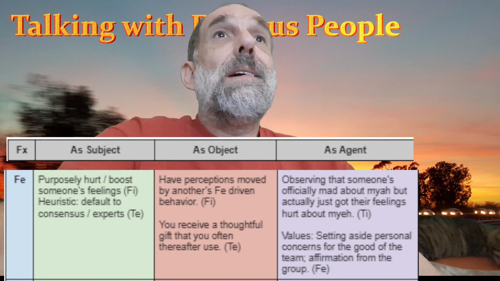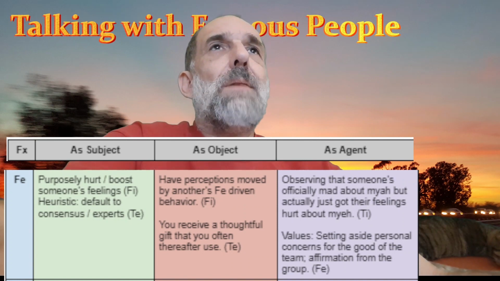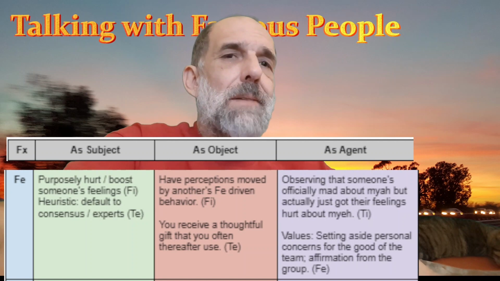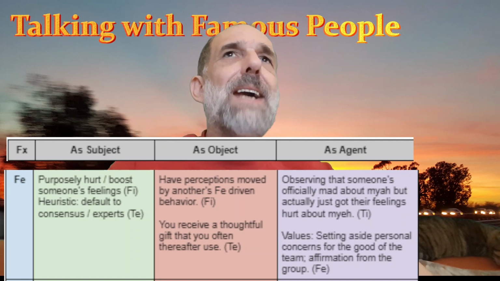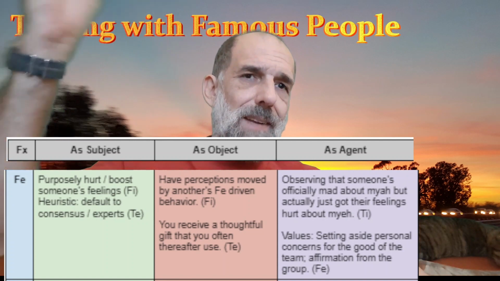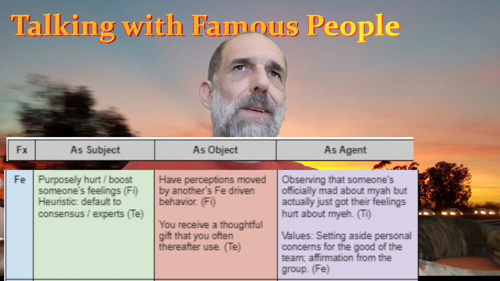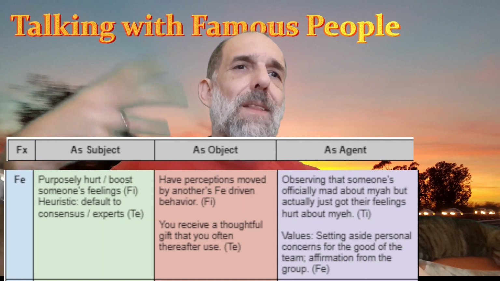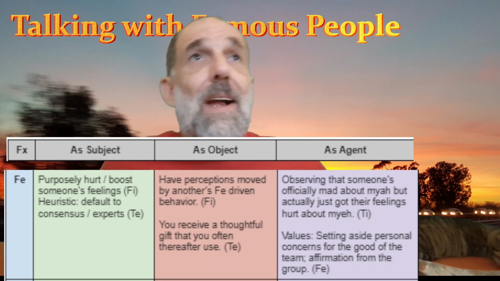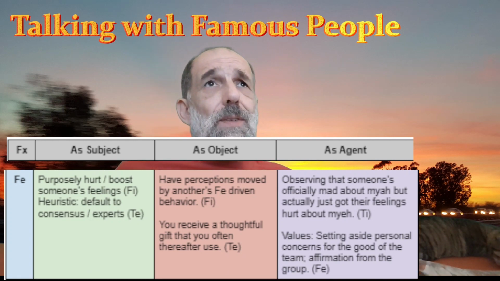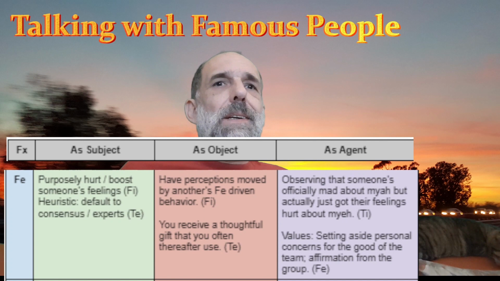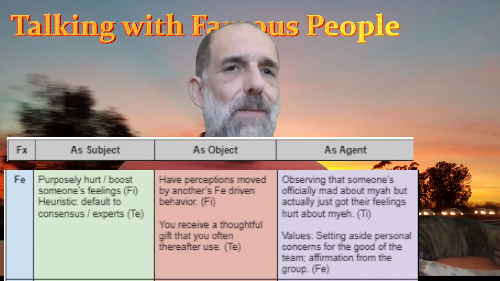Now, FE as an agent, observing that someone's officially mad about now, but actually just their feelings got hurt about now, that's a TI linking kind of FE. I see an inconsistency with the person's words and the actuality. I understand the actuality to be an FI thing. They're positioning it as some sort of T thing. And for values, setting aside personal concerns for the good of the team and affirmation of the group, those are FE values implicit to FE. You don't have to talk about any other function to get the values there.